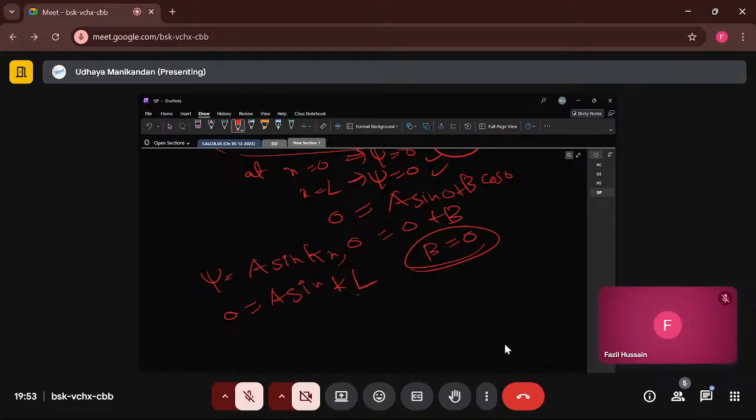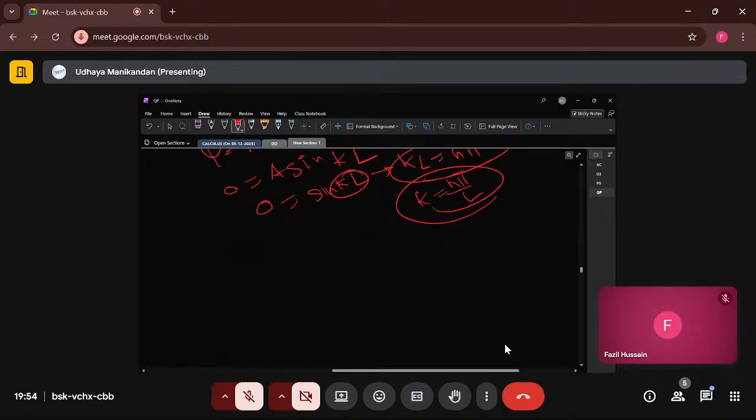So A sin kL, this becomes 0 is equal to sin kL. Now what happens here? When is the sine function 0? When that argument is an integral multiple of pi. So kL can be expressed as n pi. Right? So kL is equal to n pi. You can write k as n pi by L, because I want k only. L will be given anyways. So k is equal to n pi by L.